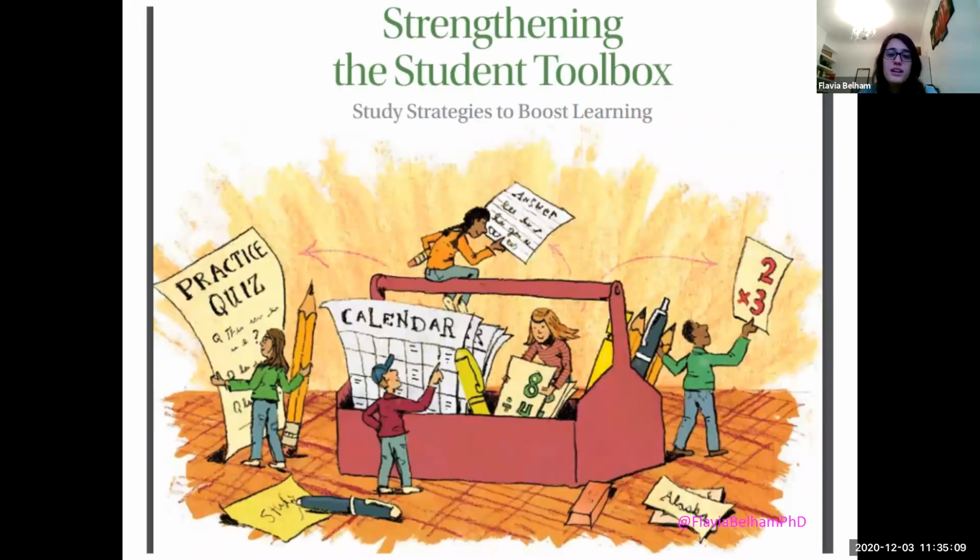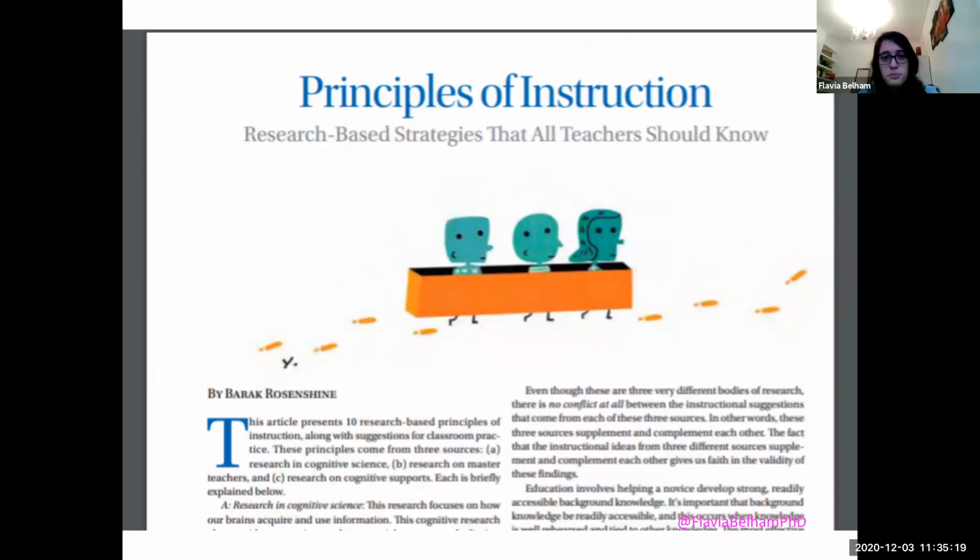Okay, so there are a few very good articles that you can download. They are free to download. If you just Google them, you'll find them. So this is one of them, Strengthening the Student Toolbox. And this is another one, Principles of Instruction. Again, just Google, you'll find them, or email me and I'll send them to you. They explain all of those effective learning strategies, how they work, why they work. So they're a very nice overview of all of them.